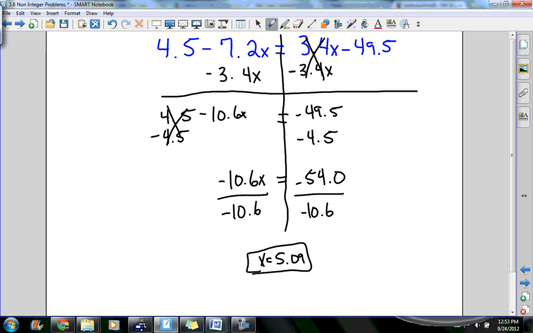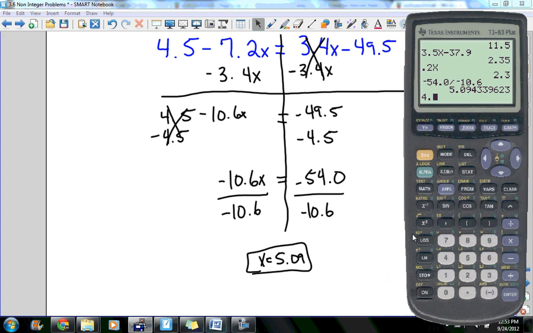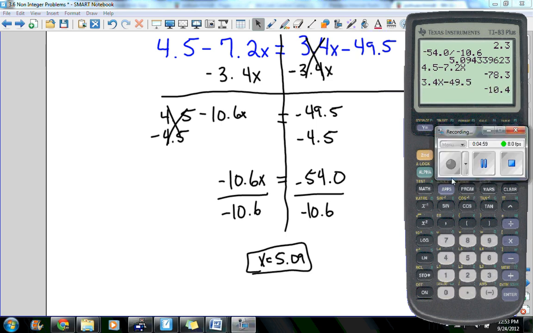Okay, so now in order to check this, I'm going to go 4.5 minus 7. Oops, I forgot that I haven't learned how to do that yet. Minus 7.2x, and I get that. And on the other side, so I made a mistake. Let me pause and find it quick. Found my mistake. I forgot to store for x. Once I did that, I got about negative 32 for each. So my answer did check out.